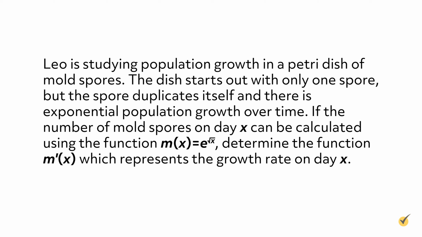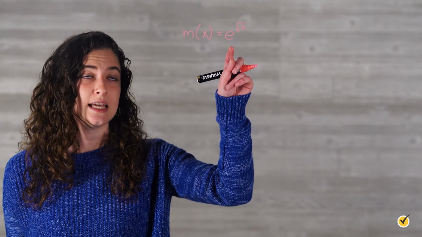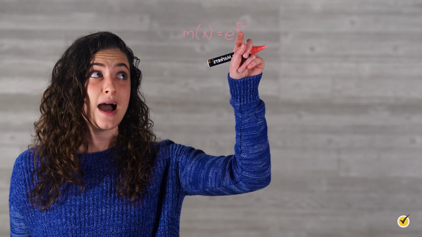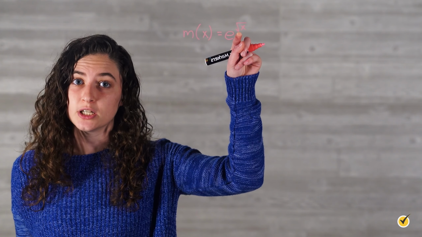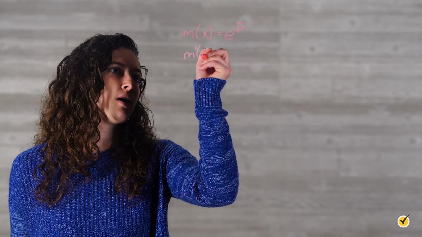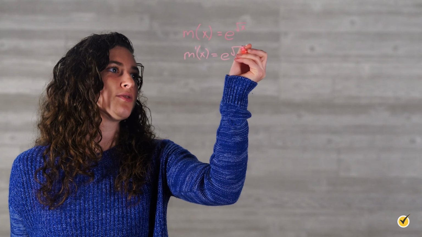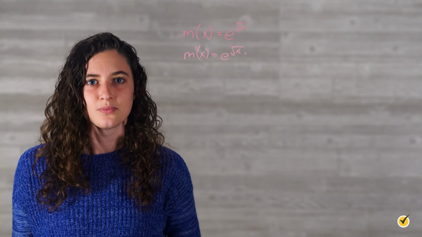And since the function m of x is a composite function, we know that we are going to need the chain rule to find that derivative. The outer function in this case is the exponential function, e raised to a power. That power, the square root of x, is the inner function. To find m prime, we start by taking the derivative of the outer function while leaving the inner function as is. Once again, the derivative of e to the x is itself, so we'll start by just writing e to the square root of x again. So we'll have m prime of x is equal to e to the square root of x times.